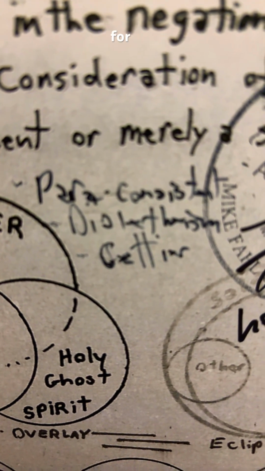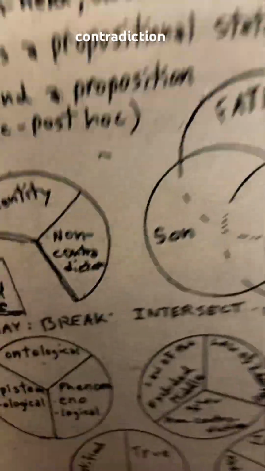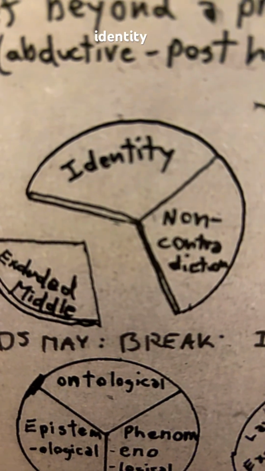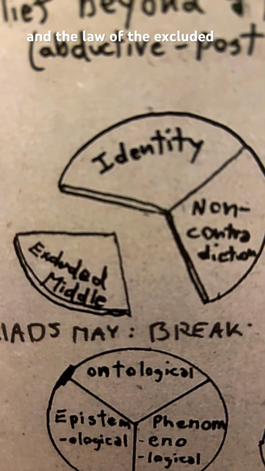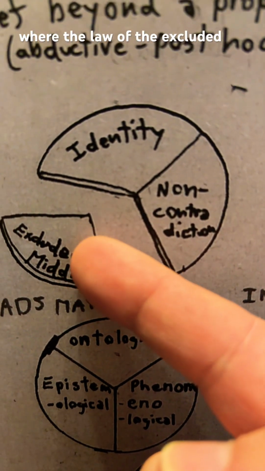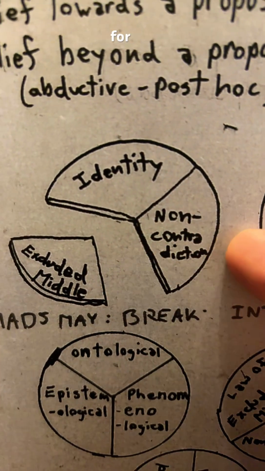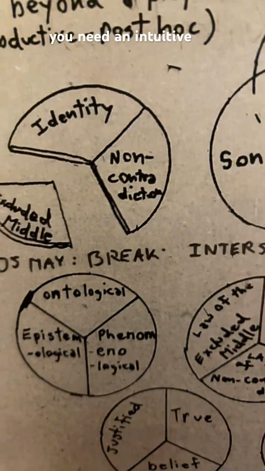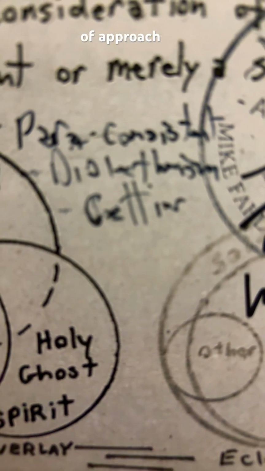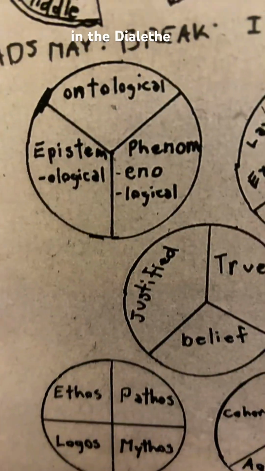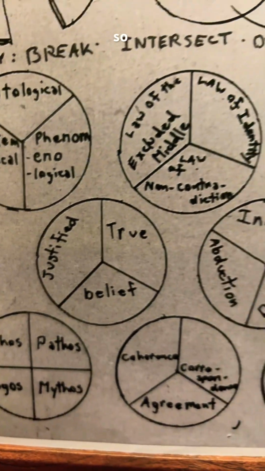Dileotheism allows for true contradiction. Here we have identity, non-contradiction, and the law of the excluded middle, where the law of the excluded middle has been broken off. Now, this is done for intuitive logics. You need an intuitive logic to kind of approach paraconsistent logic in the dileothy. And so if we come over here, here it is all together.